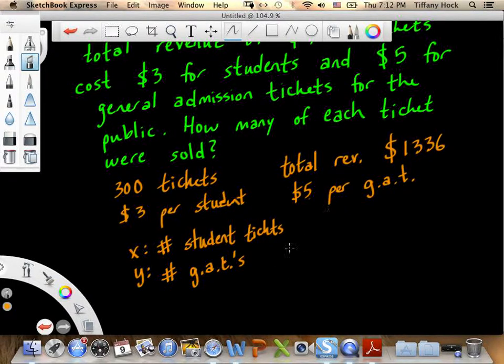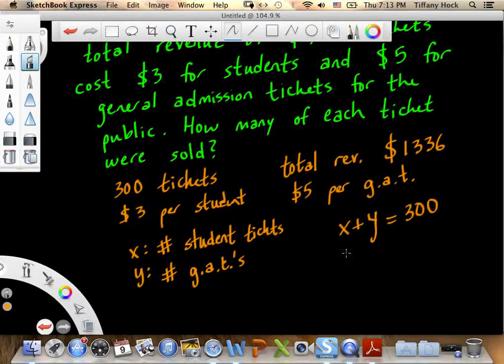Now let's look back at the information we're given. There were 300 tickets sold. So I can make an equation knowing that X and Y represent the number of student and general admission tickets and this number 300. Since these are the only two types of tickets that were sold, however many of the X's were sold and however many of the Y's were sold, X plus Y has to equal 300.